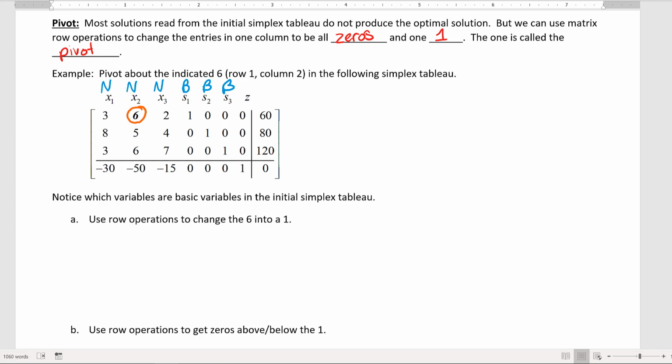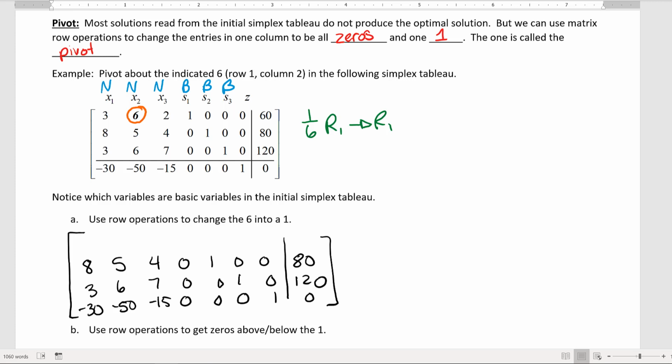Okay? So the first step is to use row operations to change the 6 into a 1. So I'm going to do that by taking row 1 and multiplying it by its reciprocal and putting it back into row 1. Notice that all of the rest of the values are going to stay the same. So rows 2, 3, and 4 are all going to stay the same. So I'm going to go ahead and fill that in right now.